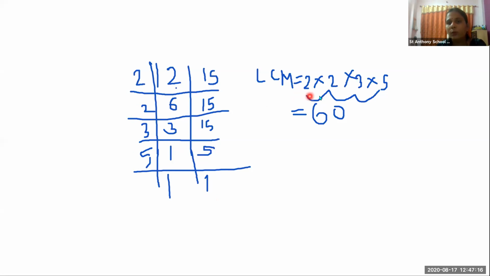So 2 into 2 into 3 into 5. Now 2 2s are 4. 4 3s are 12 and 12 5s are 60. So what our LCM is? 60. Understood everyone? Please go to participant and let me know whether you have understood it well or not.